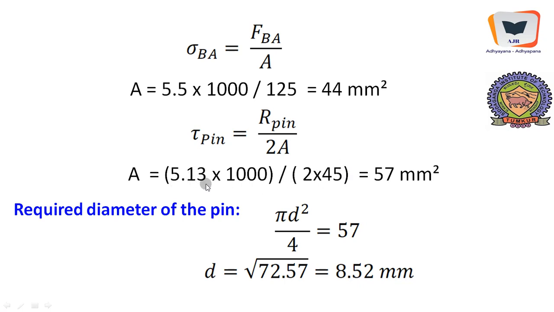The force is 5.13, that's the resultant, into 1000 to make it Newton, and this is 2 into 45 because it is double shear, and this is the allowable shear stress, which will give us 57 millimeter square. Therefore pi d square by 4 equal to 57. We will get the pin diameter to be 8.52 millimeter.